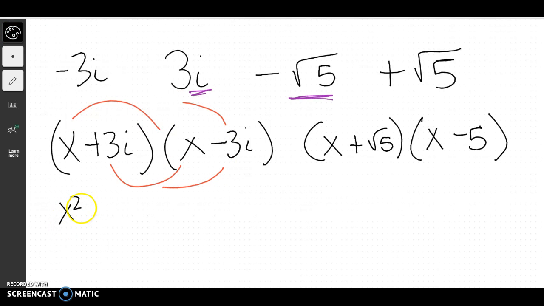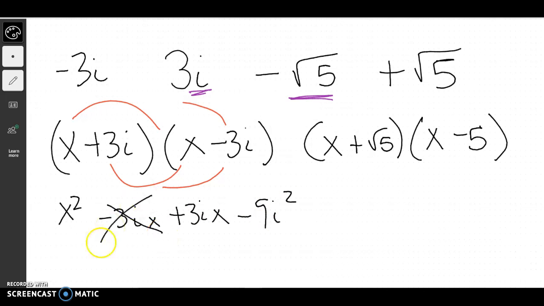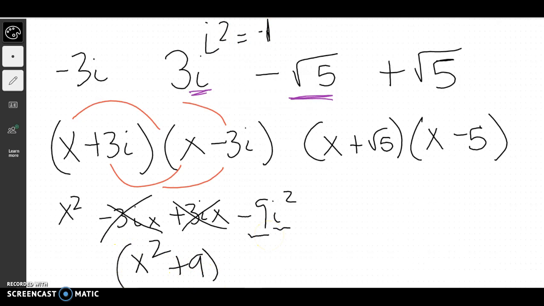We get x squared minus 3ix plus 3ix minus 9i squared. Those will cancel because those are the same. Okay, this is the tricky part. And i squared, what it does is i squared is negative 1. So since i squared is negative 1, it's going to take this negative 9 and flip the sign, so I'll get positive 9.